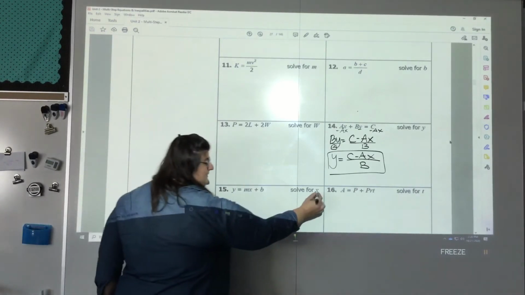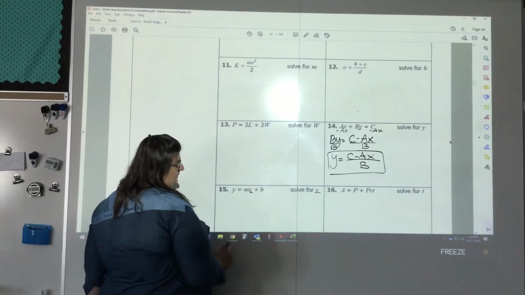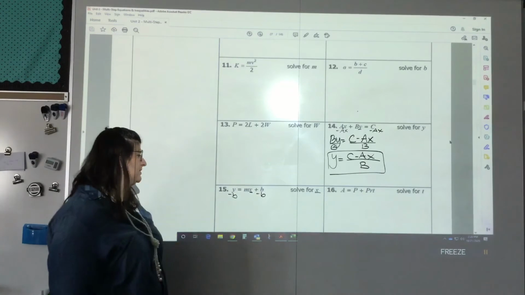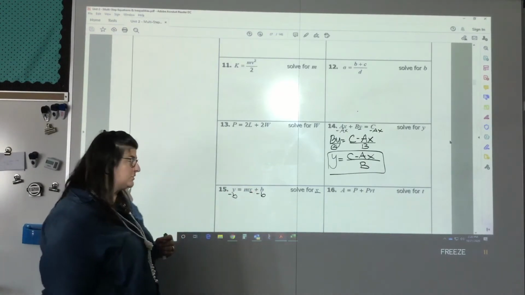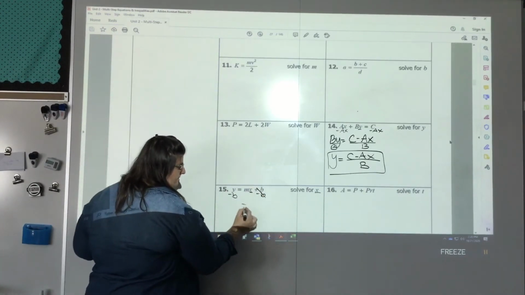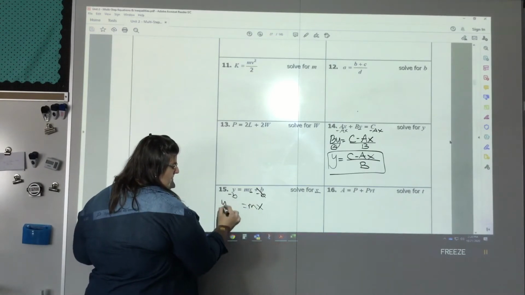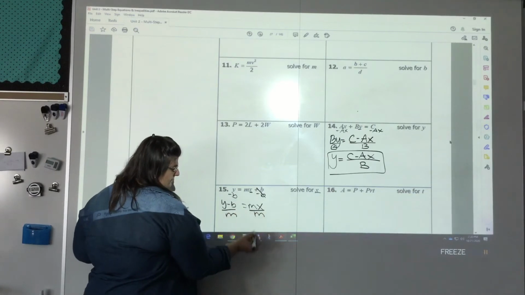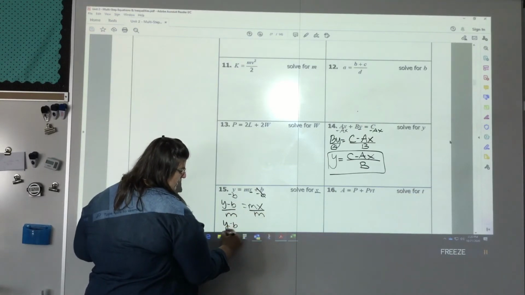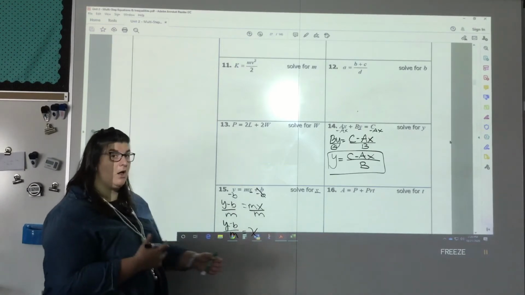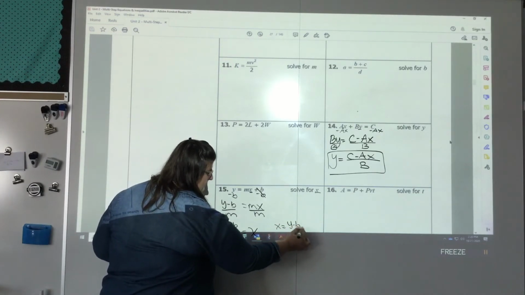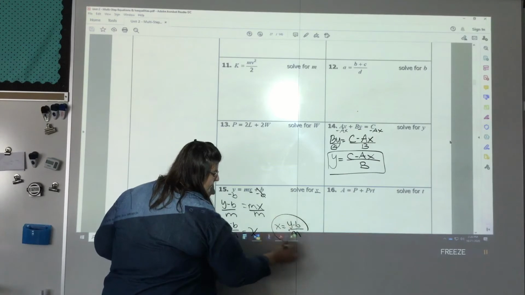We're solving for x. Here's my x. I need to get rid of my b, so I'm going to subtract it, working in reverse order of operations. Addition and subtraction would be first. Subtracting that cancels it out. I've got y minus b over here. Divide by my m. y minus b over m equals x. If I rewrite it with my variable on the left, I've got x equals y minus b all over m.